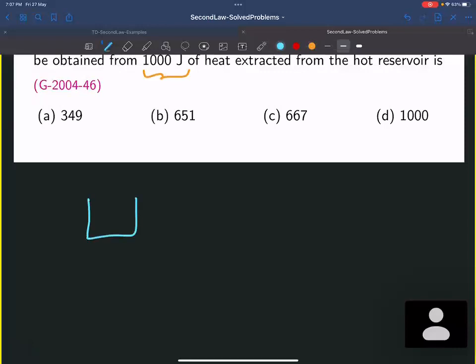So normally we draw a nice diagram, right? This is one minute, I will change the color here. So this is your TH and TC, and this is the work. This is QH and QC.